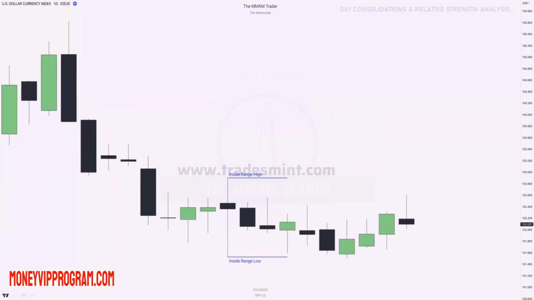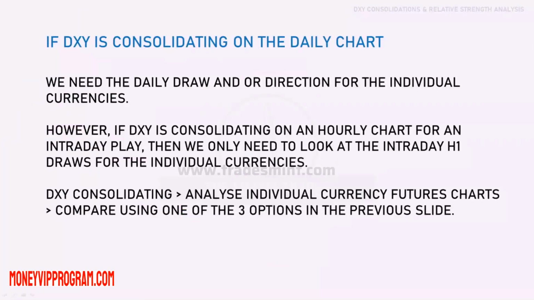And over here you see how long it consolidates, right? We're still staying inside that inside range high or inside range low. If DXY is consolidating on the daily chart, we need a daily drawn liquidity or directional bias for the individual currencies. However, if DXY is consolidating on an hourly chart, for example, for an intraday play, then we only need to look at the intraday 1 hour drawn liquidity for those individual currencies.